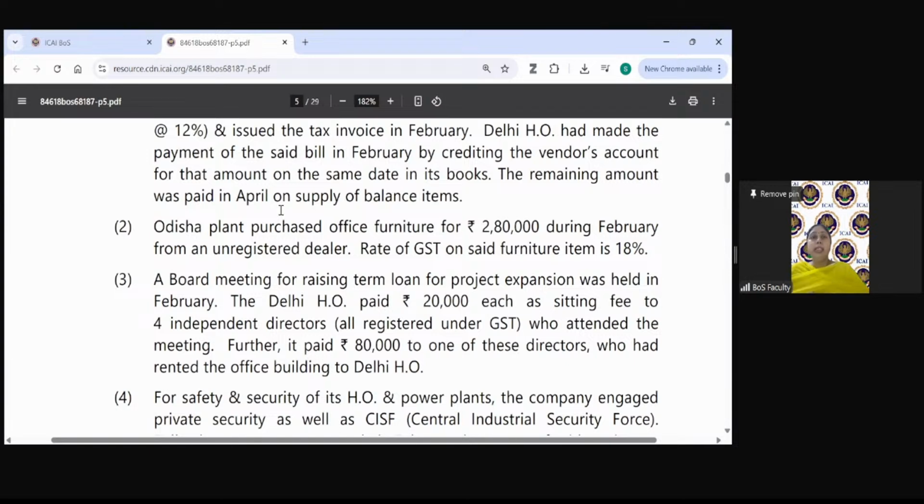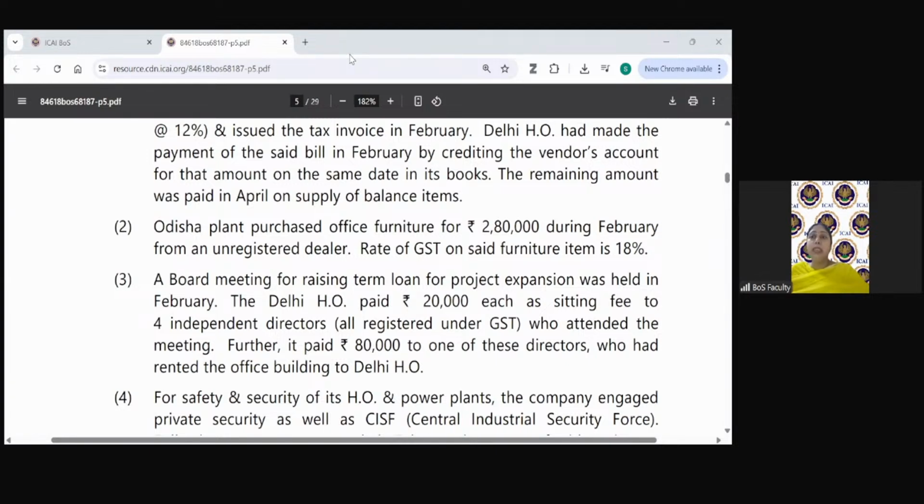And therefore, in this case also, the supplier is unregistered and the recipient, that is Odisha plant, is registered. So reverse charge will not apply, because presently under GST law, there is no such provision that supplies received from an unregistered person are taxable under reverse charge. No, this is not there. Supplies received from an unregistered person are not taxable under reverse charge. And in fact, GST will not be charged on them per se, because this person is unregistered. Rate of GST, though it is given to you, he will not charge any GST. You are not liable to pay it under reverse charge.